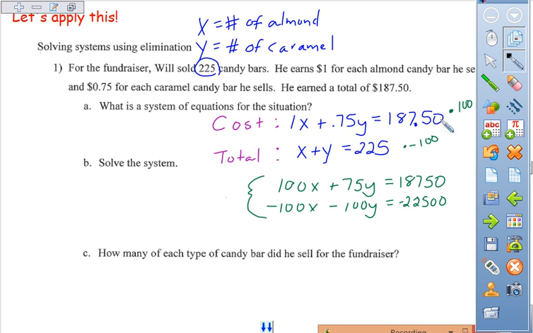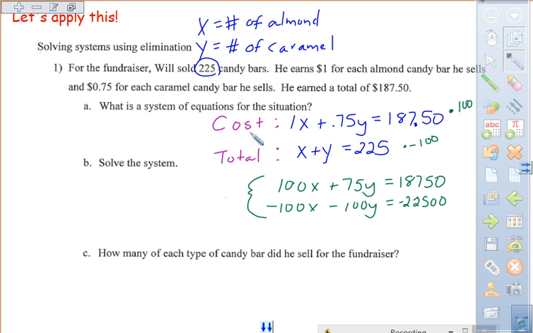An interesting fact with this question is that some people don't like to have systems with decimals in them. So we can modify them to get rid of them. So this is in terms of cents. So if I multiply these numbers by 100, I can turn that 75 cents into 75, the 1 into 100, and the 187.50 into 18,750. Then to get opposites in the bottom equation, I could multiply by negative 100, and then I could add my equations together. We'll finish this one later in class.